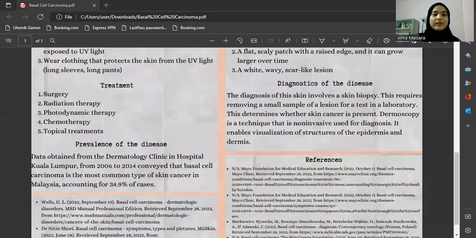For the prevalence of the disease, data obtained from the dermatology clinic in Hospital Kuala Lumpur from 2006 to 2014 conveyed that basal cell carcinoma is the most common type of skin cancer in Malaysia, accounting for 34.9% of the cases.